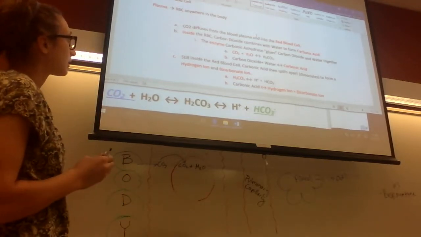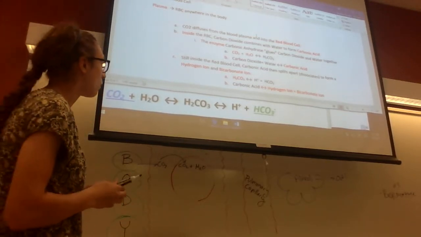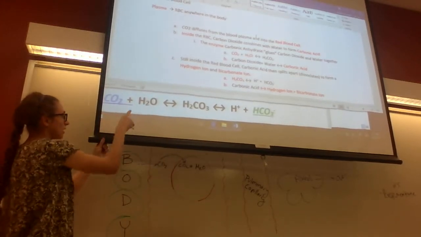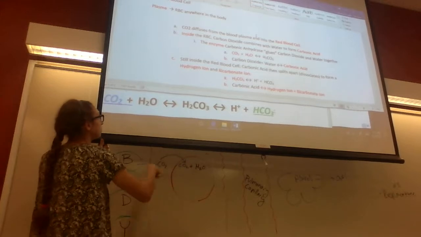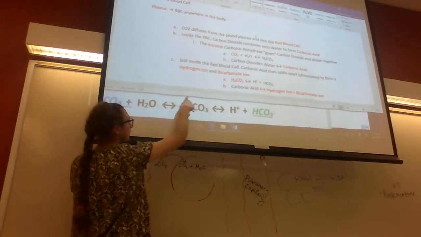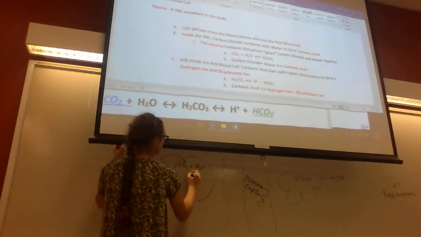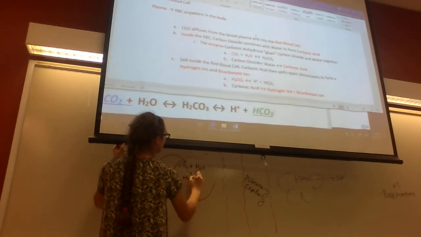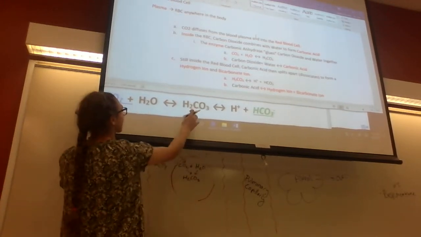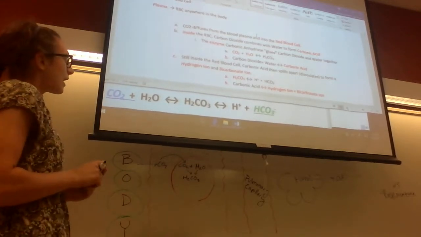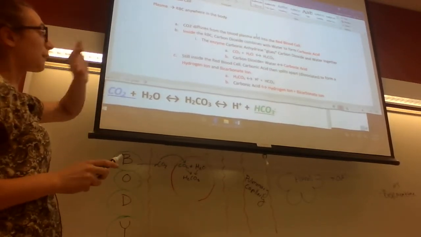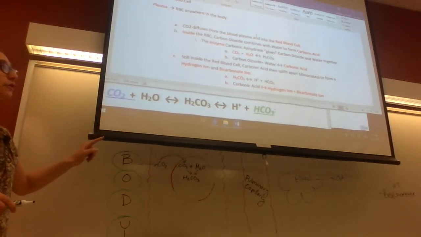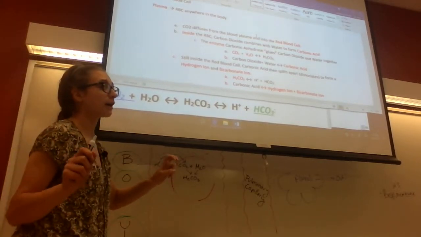So inside the red blood cell, carbon dioxide combines with water to form carbonic acid. When we look at this equation, carbon dioxide is in blue, plus water forms carbonic acid. So these will stick together and form H2CO3, carbonic acid. And then something else I found is the enzyme carbonic anhydrase glues carbon dioxide and water together.